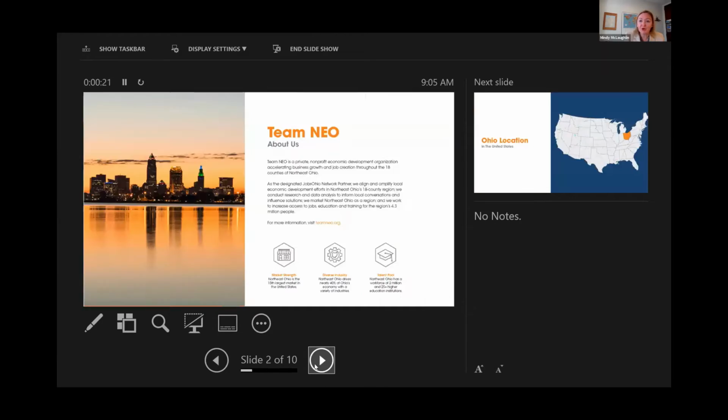So my organization is called Team NEO. We're a regional economic development entity. And in Ohio, economic development is largely privatized and nonprofit. And so we cover 18 regions, including the cities of Cleveland, Akron, Canton, Youngstown, and Sandusky County. We're the 15th largest economy in the United States, the sort of Cleveland area. We are 40% of Ohio's economy, and we've got 2 million people in our workforce. So we basically command industrial manufacturing in Ohio, our part of Ohio.